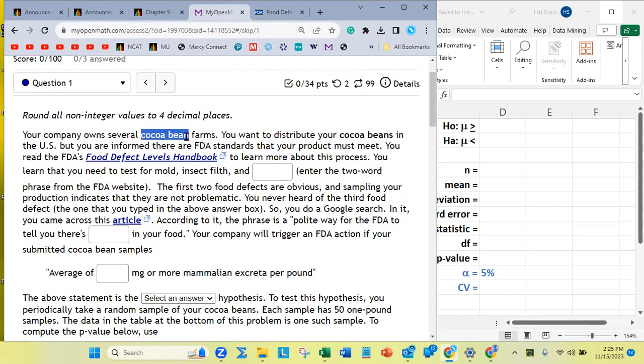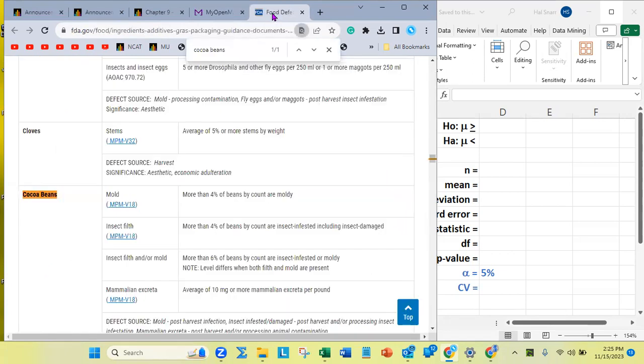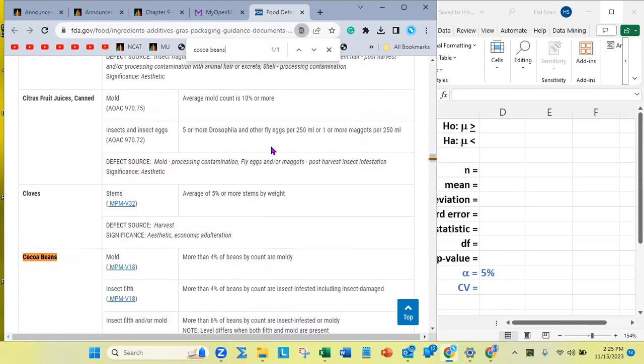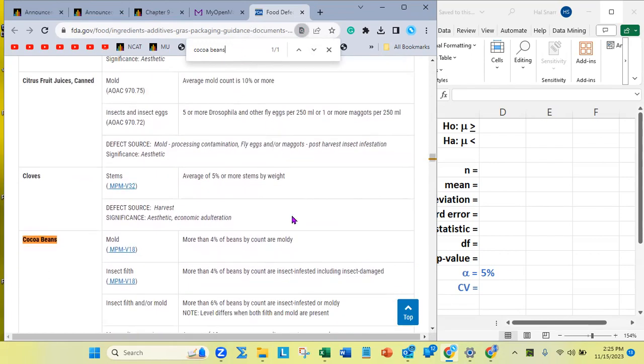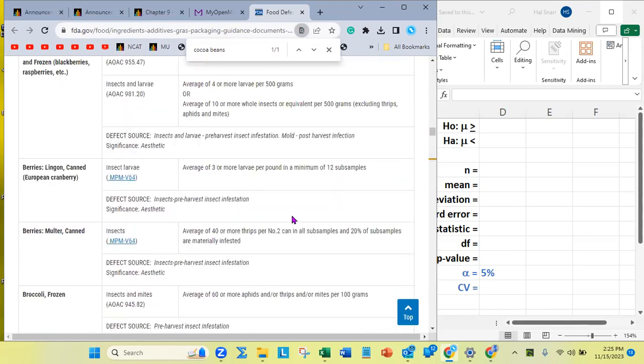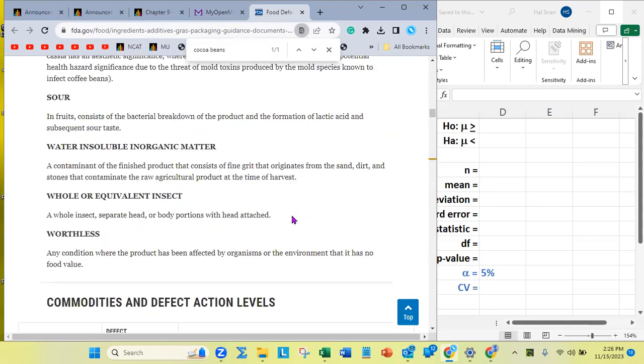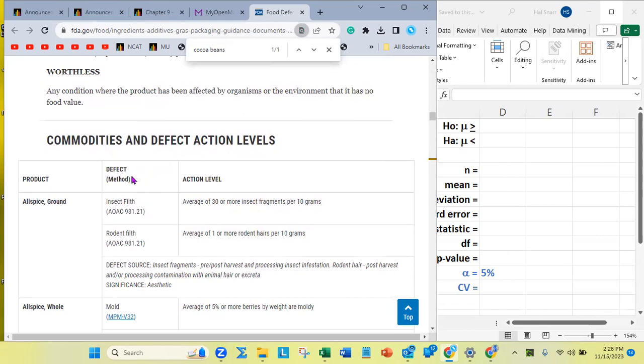So I'm going to copy cocoa beans here. I'm going to paste it right there and hit down. And I see that this first column is the product that we want to import. The second column is the defect. And the third column is the action level. Action will be taken against your company if you don't satisfy the standard listed below in this action level column.